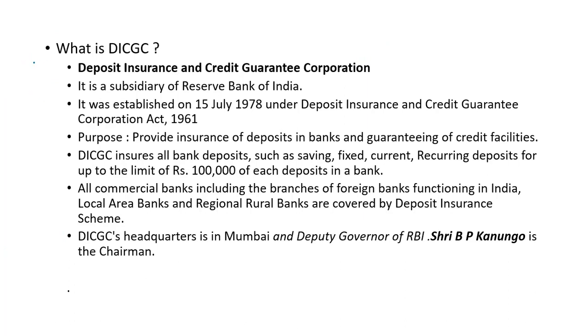Now, another important topic is DICGC. This is an institution, the Deposit Insurance and Credit Guarantee Corporation. First, remember the full form. It is a subsidiary of RBI, the Reserve Bank of India, and it was established on 15 July 1978. The year is important, the date is not that important. It was established under the Deposit Insurance and Credit Guarantee Corporation Act 1961.